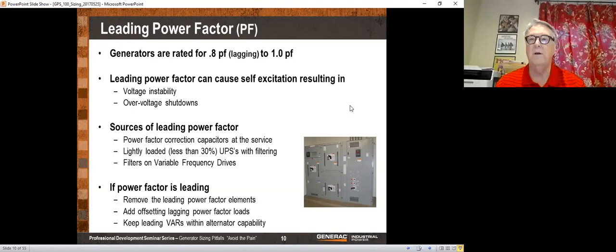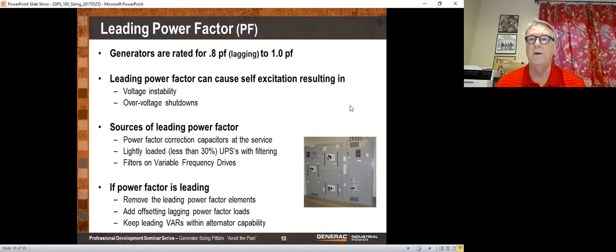If a generator is rated at 0.8 power factor, that means it's going to have a full load current on the generator. You can only reach that full load current if you are at 0.8 power factor or less. If you try to reach that full load current and your power factor is higher, you are going to reach your engine kilowatt limitation and you're going to trip that generator. So remember, you can't necessarily get full load amps on a generator. It depends on your power factor. Now, you can get full load amps on a single phase generator, but not on three-phase.